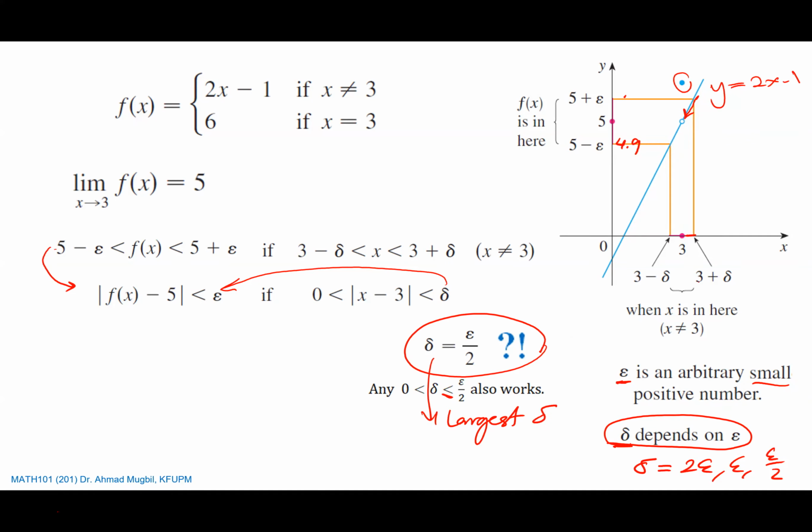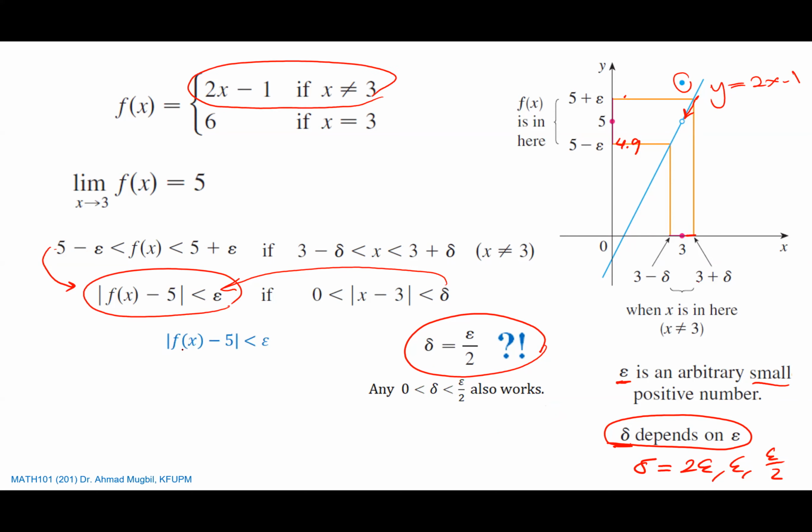How to do that? How to know that it is epsilon over 2? This is the main task. The idea is to start by guessing the value. You will start from here. What is your function? When x is not equal to 3, here it is. You will put instead of f of x, 2x minus 1. So 2x minus 1 minus 5 less than epsilon. Now simplify 2x minus 1 minus 5, it will be 2x minus 6.